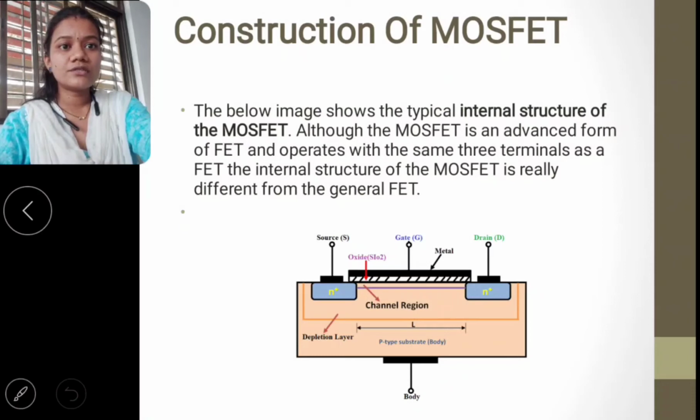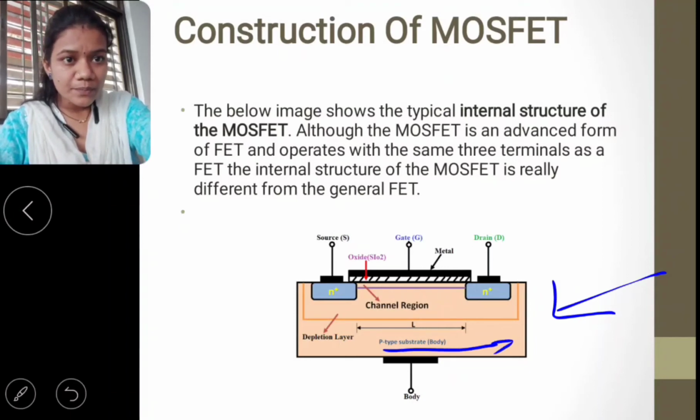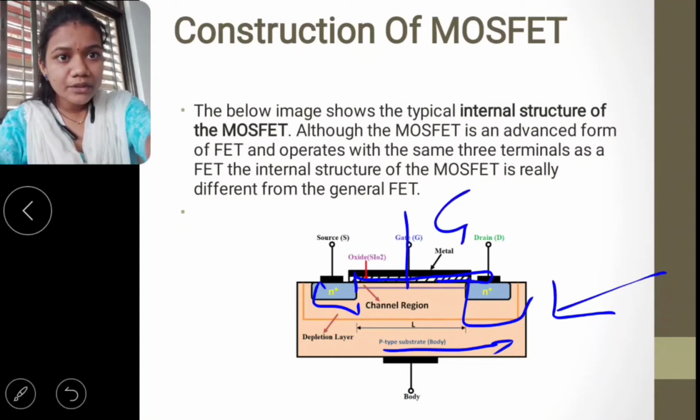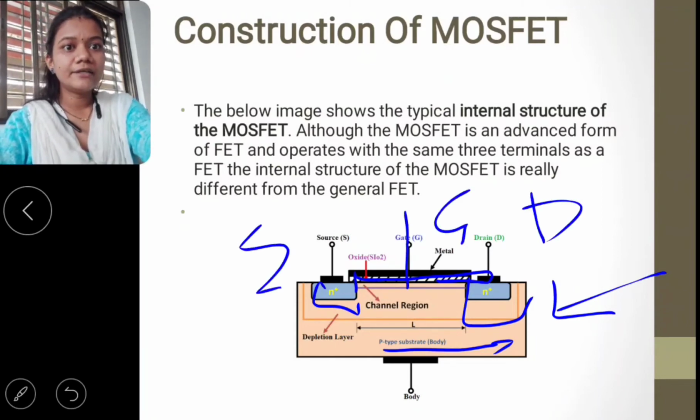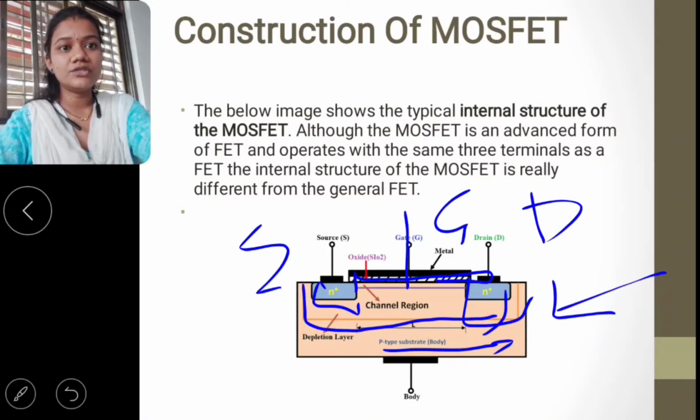So this is the construction of MOSFET. The below image shows the typical internal structure of MOSFET. MOSFET is an advanced form of field effect transistor and operates with the same 3 terminals. This is your P channel substrate and these are the N channel regions. This is the gate terminal, it is your source terminal, and this is your drain terminal. And this region we can call a depletion region, depletion layer or channel region.